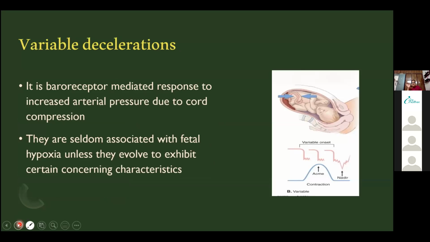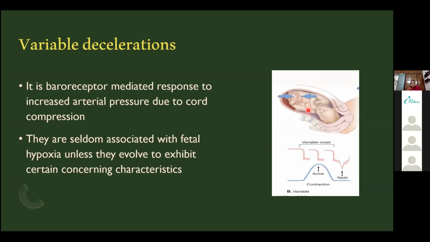Why does it occur? Variable deceleration is usually due to cord compression. When the umbilical cord is compressed, the arterial pressure of the baby increases. When the arterial pressure increases, the baroreceptors are stimulated, and that produces a deceleration or decrease in the fetal heart rate. See, the cord is a mobile organ. It can go this way or that way, so it can be variable. Sometimes with some contractions it may be compressed, and with some contractions it may not be. So it's going to be more common with oligohydramnios. They are generally not associated with a bad result.